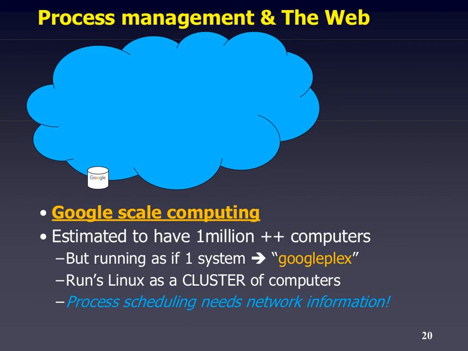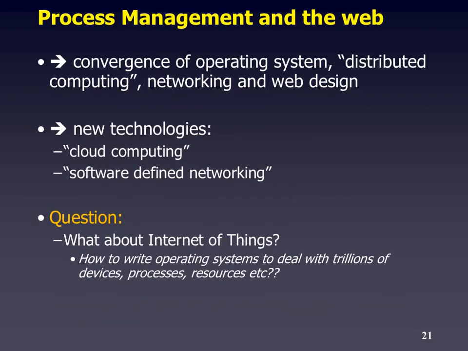One thing you have to think about, in addition to all these concepts of processes starting processes and resource management, is what happens when you have a gigantic distributed system? A classic case is what I call Google scale computing. A million plus computers, but running as if it was one, a Googleplex or a cluster. Your process scheduling needs far more than just resources within a computer. It's got resources between computers. It gets very, very confusing. And the world's not even going to be simple. It's getting much harder to deal with these things.